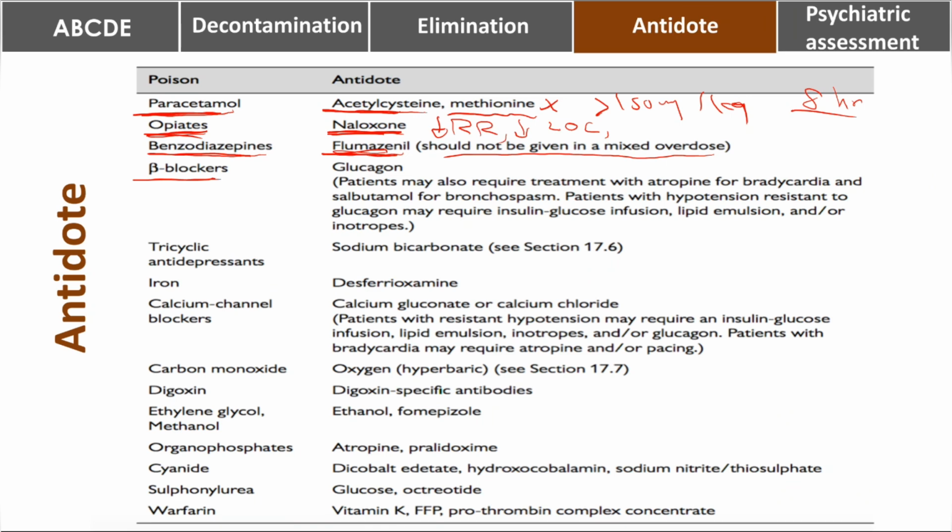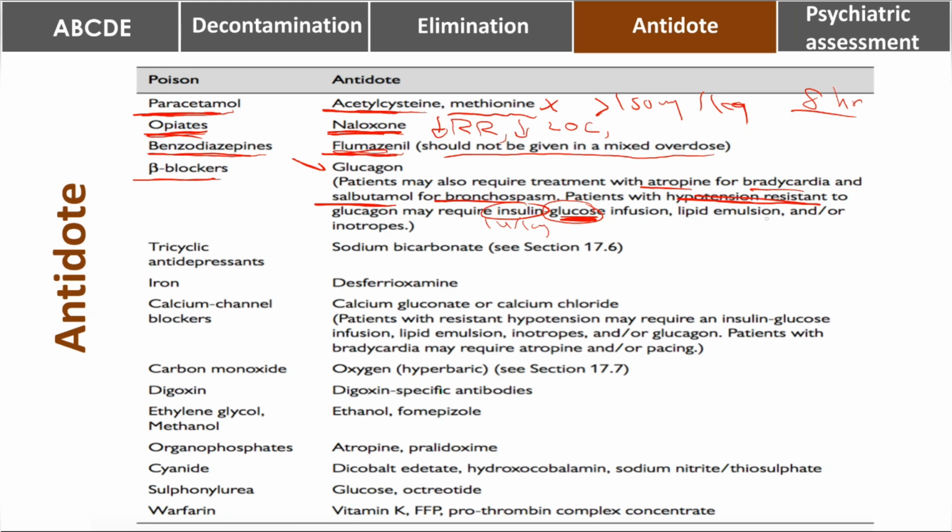Beta blocker. In beta blocker poisoning, usually if the patient has bradycardia, hypotension, I mean if the cardiovascular effect has started, you give glucagon. Glucagon is the antidote. If the patient has bradycardia, you give atropine. If the patient has bronchospasm, you give salbutamol. If the patient has hypotension which is resistant to glucagon, you start giving glucose and insulin together. You give 1 unit per kg of insulin, and also give glucose accordingly to prevent hypoglycemia.